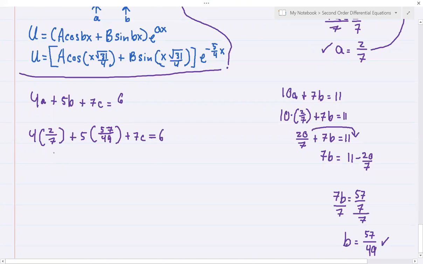There you go. So here we will have 8 all over 7 plus, here in your 57, so 5 times 57, we will have 285 all over 49. All right. So let me take a look if there's some changes. Nope, no changes at all. Then plus 7c is equal to 6. Okay.